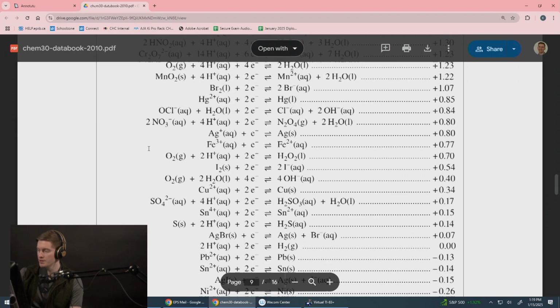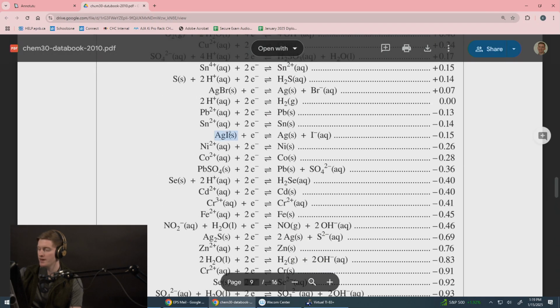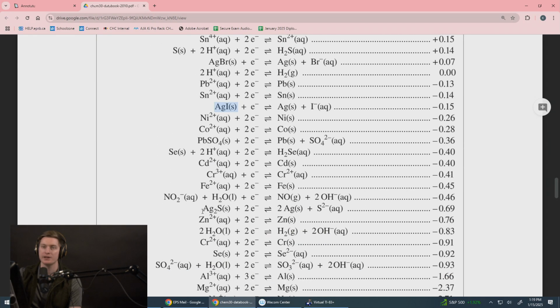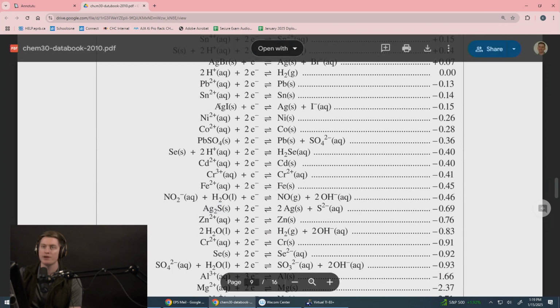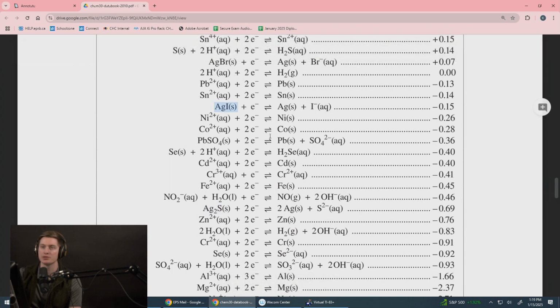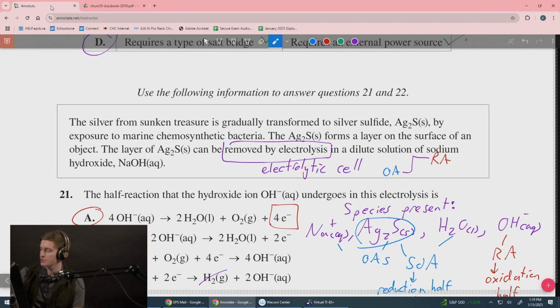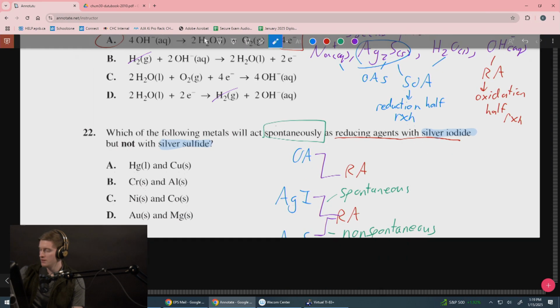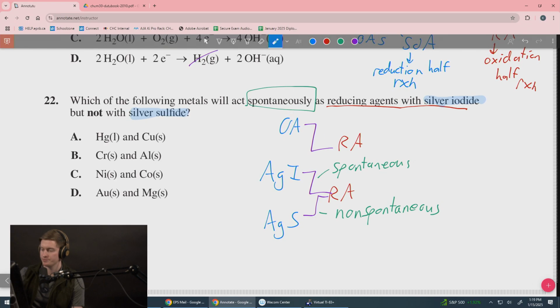Go to your redox table, and you're going to find silver iodide is right here. It is higher than silver sulfide. So we're looking for metals that occur between those two. We have nickel, cobalt, cadmium, chromium 2+, iron. I think it's asking for solid metals, though. It just says metals. They don't give us any ions anyway. So we're looking for two things that appear in the middle there. And the two that appear in the middle there are nickel and cobalt.